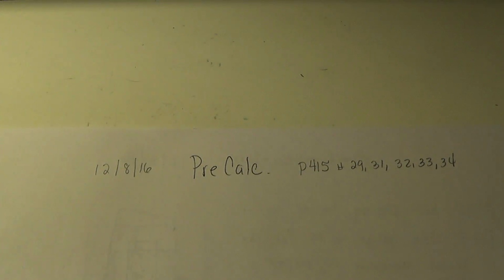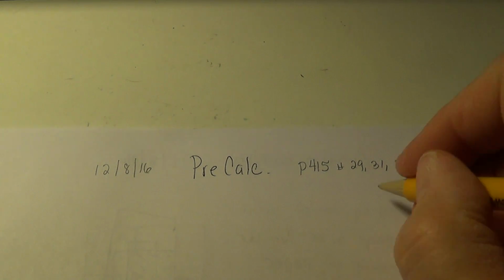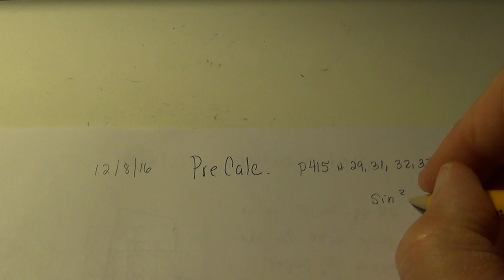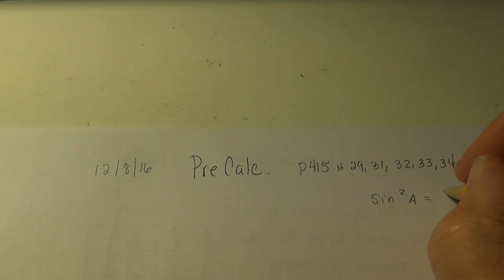Hello, PreCalc. You're watching this after Thursday's class on the 8th, where we had an assignment on power reducing formulas. The power reducing formulas I'm going to write down: sine squared of x, or we'll say angle A, equals 1 minus cosine of 2a all over 2.